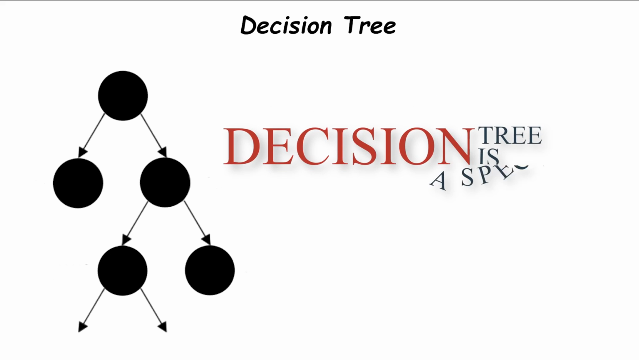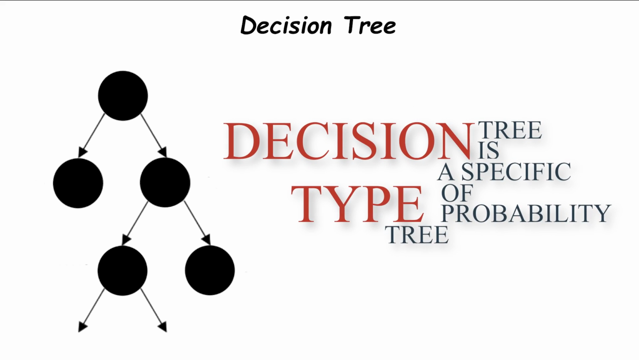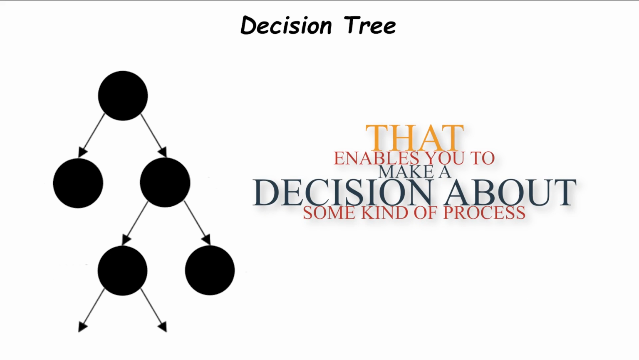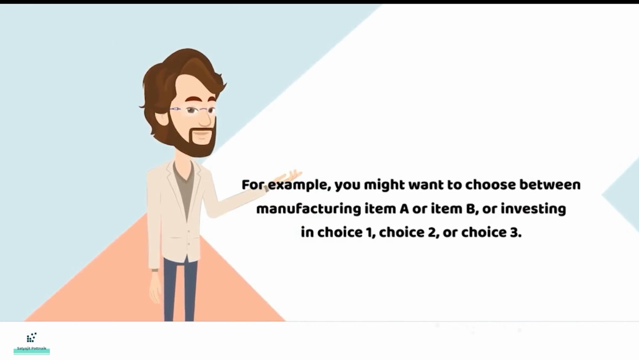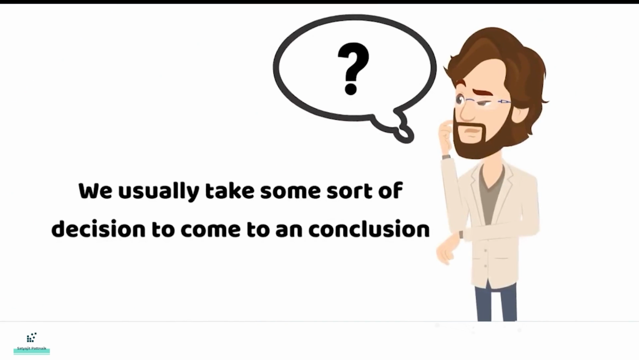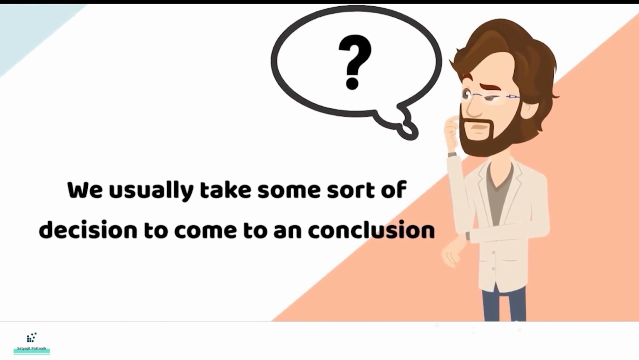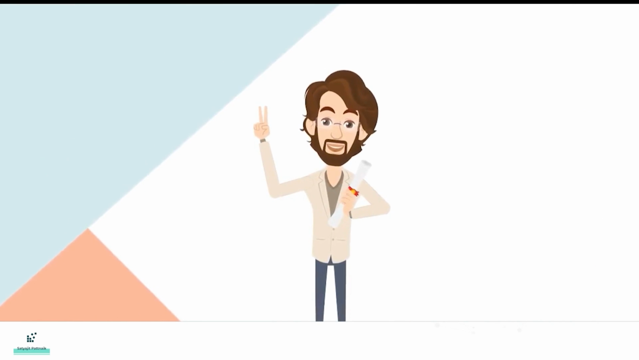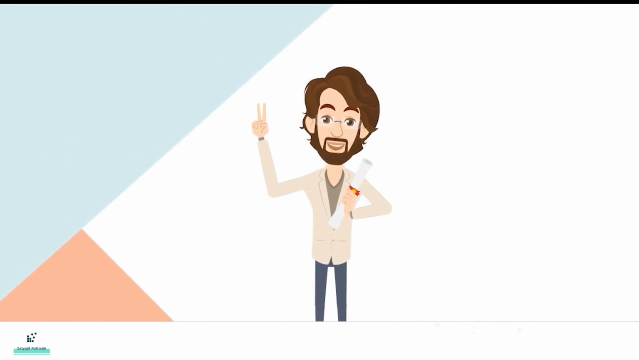A decision tree is a specific type of probability tree that enables you to make a decision about some kind of process. For example, you might want to choose between manufacturing item A or item B, or investing in choice 1, 2 or 3. We usually take some sort of decisions to come to a conclusion, and that's exactly how your decision tree classifier works.